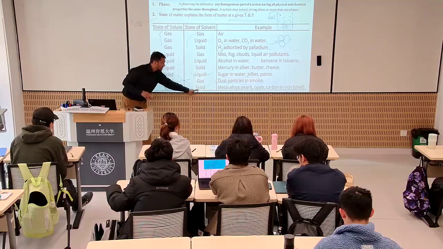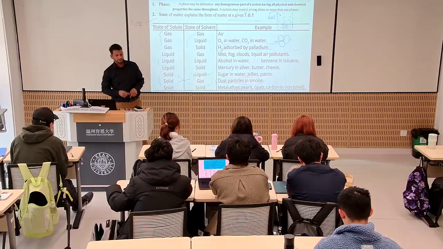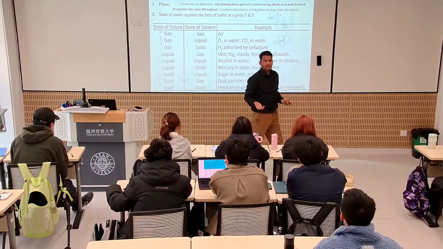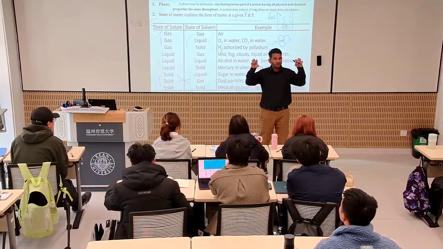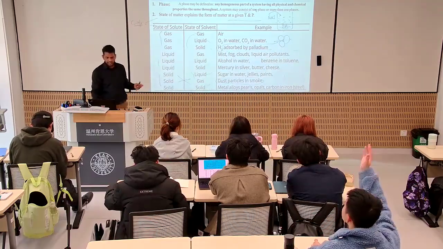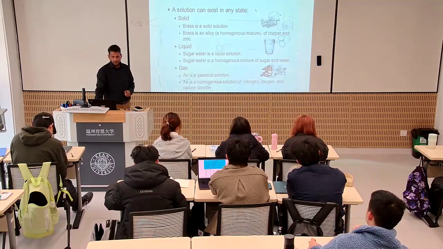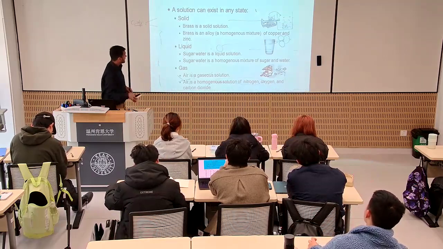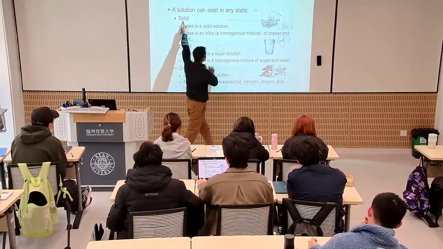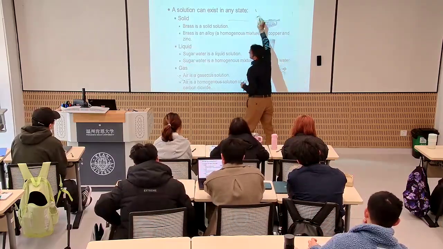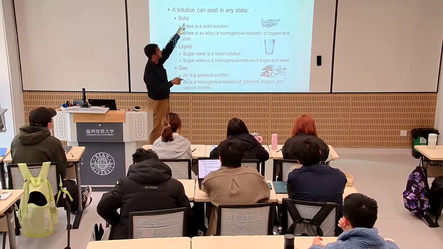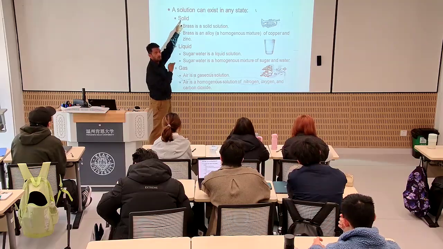Solid and solid. Any example? Alloys. Alloys are metals, solids mixed together. So that is a mixture, like steel. Students, after making a solution, your resultant solution may be solid, because your solution phase depends upon the solvent phase.